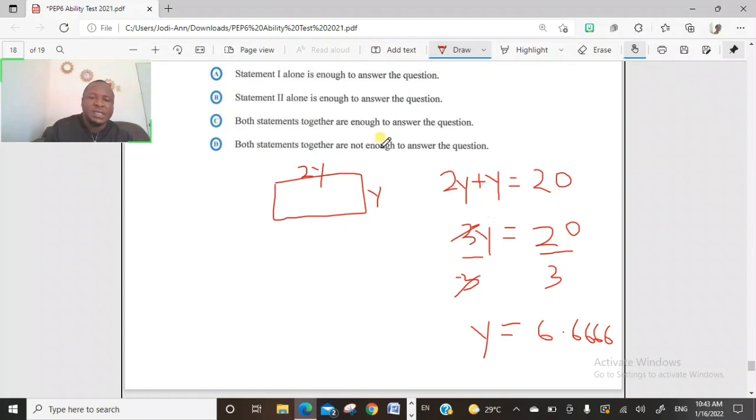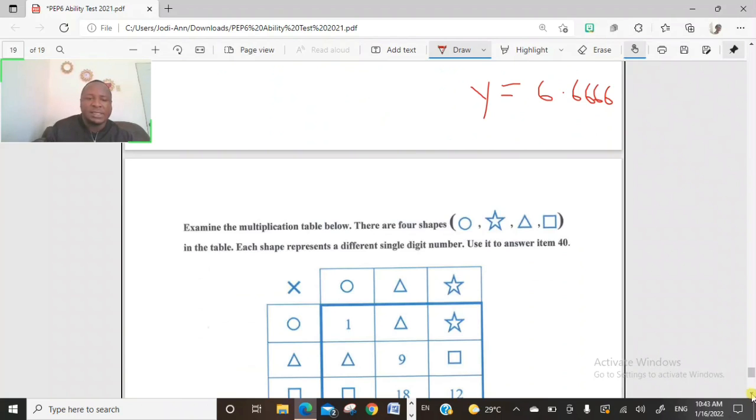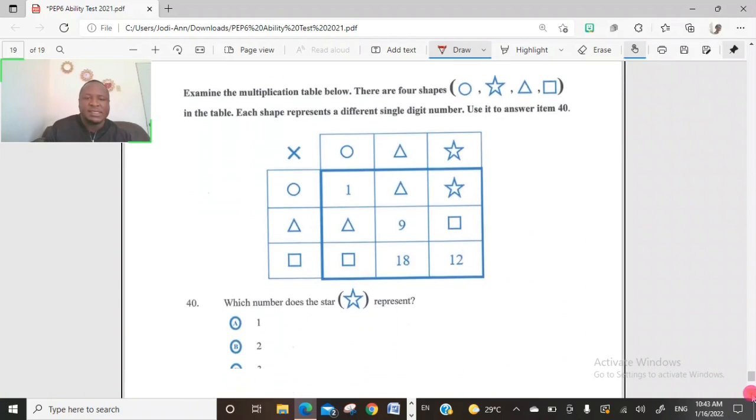Alright, so we can say that both these statements are not enough to answer the question because we're going into decimal and we're not going to get back the exact 40 once we go into decimal. Alright, moving on to the last question.